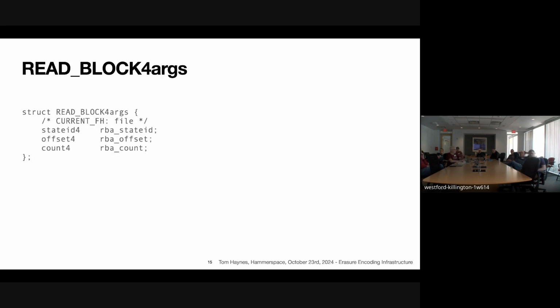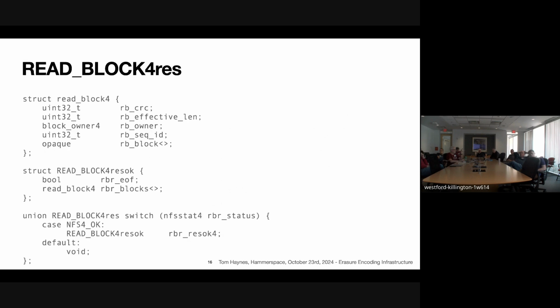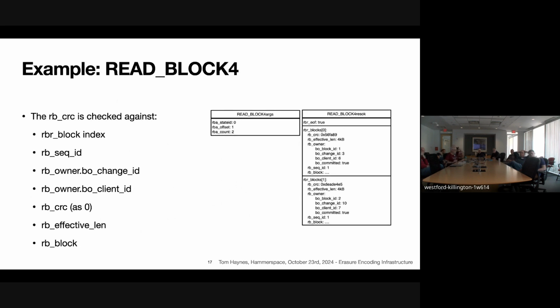Now we have a read block, which is an offset in blocks and a count in blocks. It returns what we would expect, the header values, and then the blocks, and EOF to say that we're done with the file. So we went and read those blocks that we just put up earlier. We see what we expect to see here.